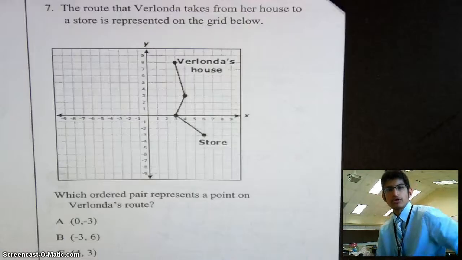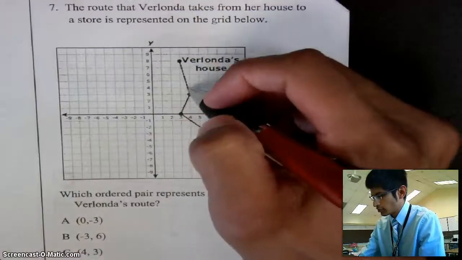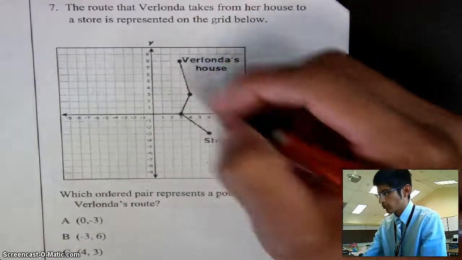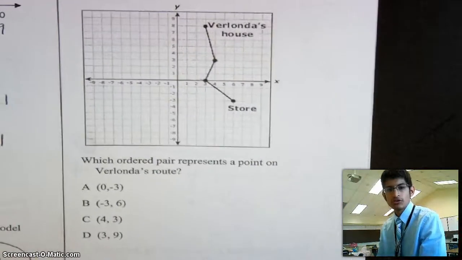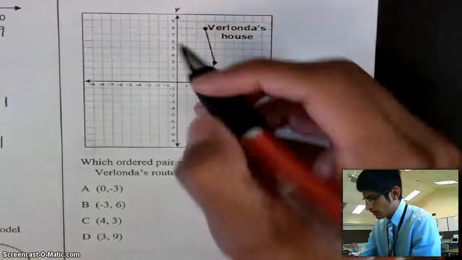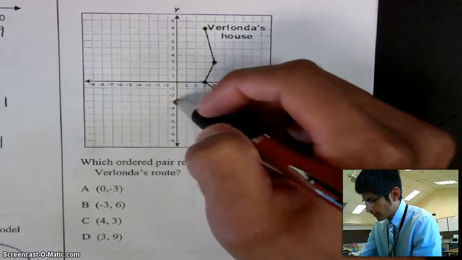All right, number 7, the route that Verlanda takes from her house to a store is represented on the grid below. So this line is her route that she walked from her house to the store. Which ordered pair represents a point on Verlanda's route? So you really just had to graph these points. So I start at 0 and I go to negative 3. So this is point A.